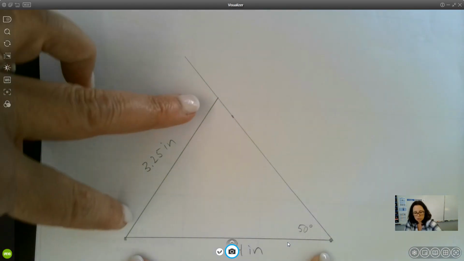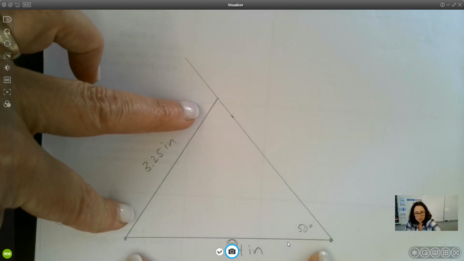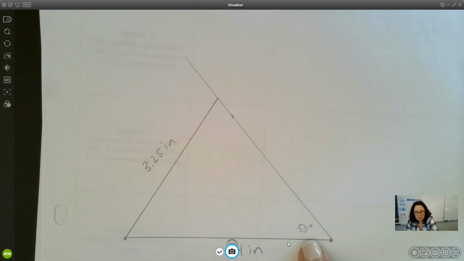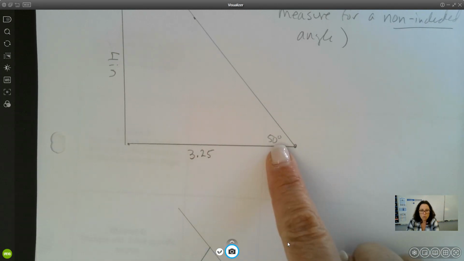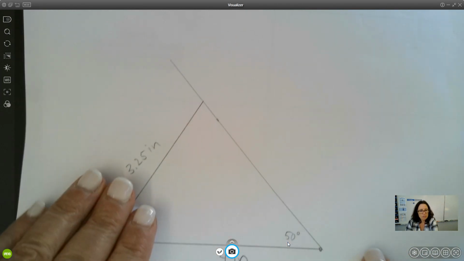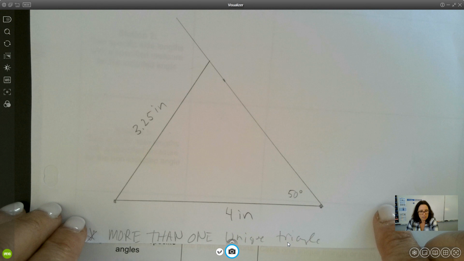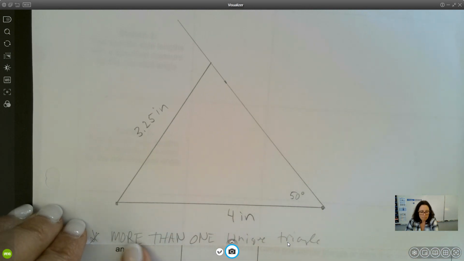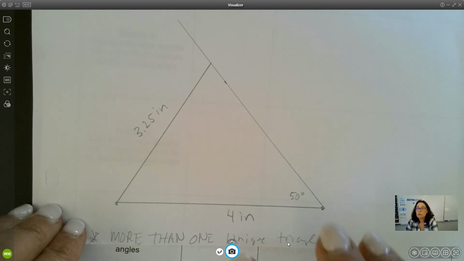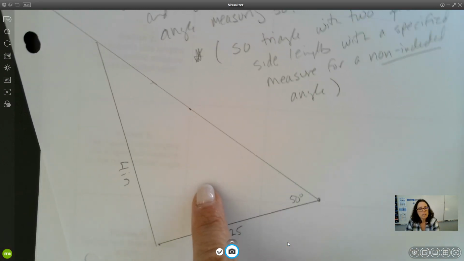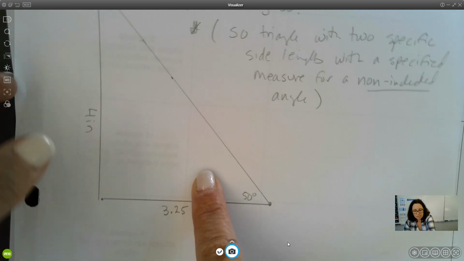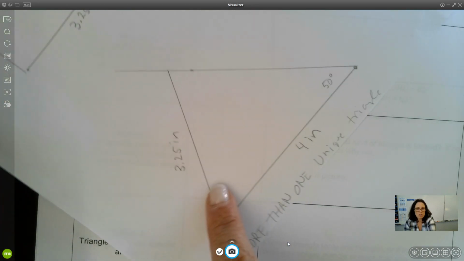Here's my 4 inches. Here's my 3.25 inches. And this time I put it off the 4 inches. This last time I put it off the 3.25 inches. So they're very different looking triangles. More than one unique triangle. So if we were sitting in a group, some of us would have this looking triangle and some of us would have this looking triangle.